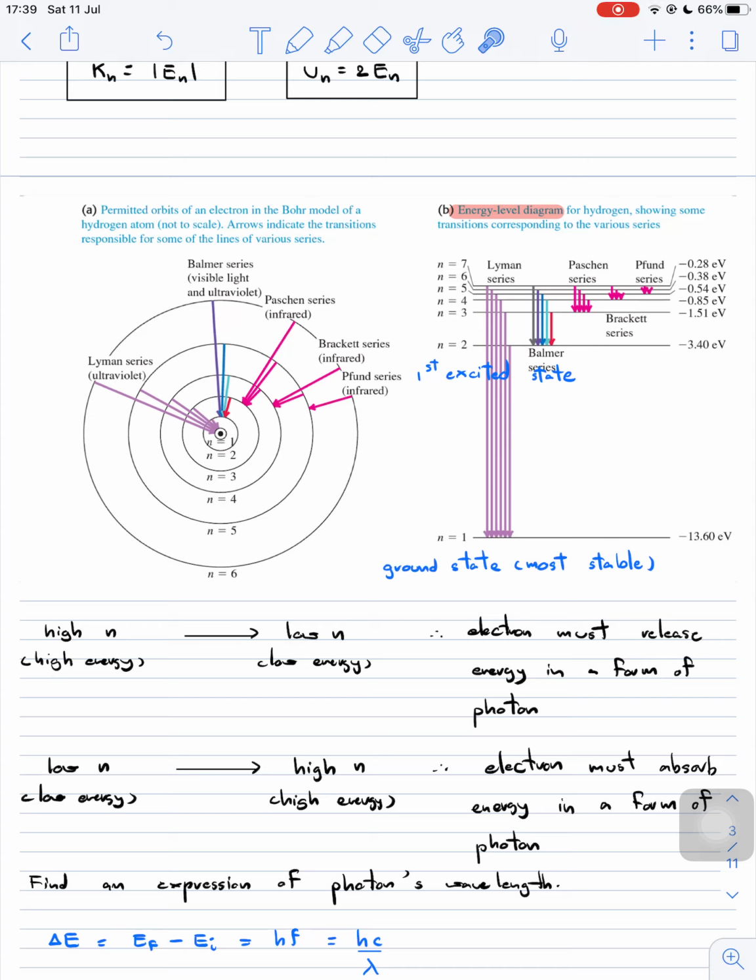And then the next three are the Paschen series, Brackett series, and the Pfund series. The electron will move to n equal to 3, 4, and 5 respectively. For the Paschen, Brackett, and Pfund series, the wavelength of the photons is in the region of the infrared. So now remember: Lyman UV, Balmer visible light, Paschen, Brackett, Pfund the infrared.